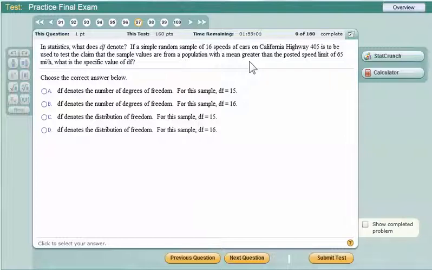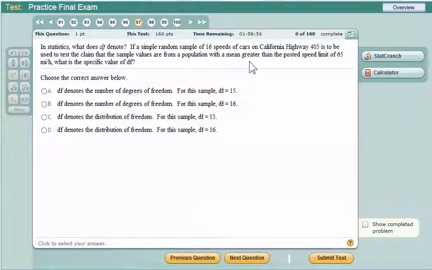So anyway, they're testing a claim. In other words, they're doing a hypothesis test, and we have the sample data. So we're going to use a t-distribution, and we're going to need the degrees of freedom. So there, I'm kind of already answering it. DF stands for degrees of freedom.